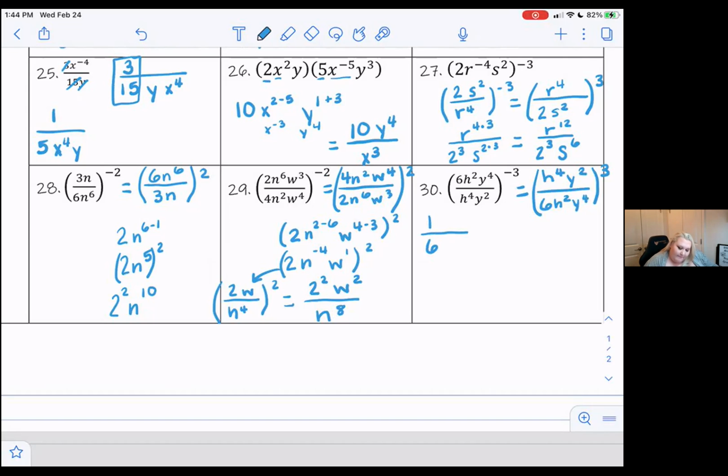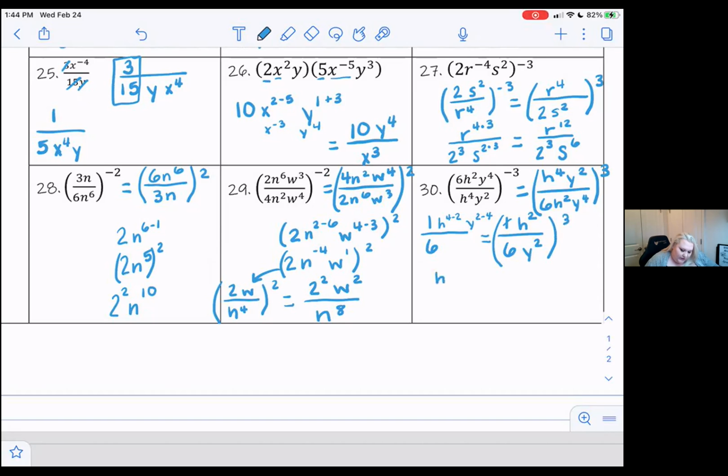H to the 4th minus 2 and y to the 2nd minus 4. So we're going to simplify. I get 1 over 6 still. H to the 4 minus 2 would be h to the 2nd. It goes on top because it was a positive number. Y to the 2nd minus 4 would go on the bottom because it was a negative number. I simplify by removing that 1, and I can't forget to cube my final answer.